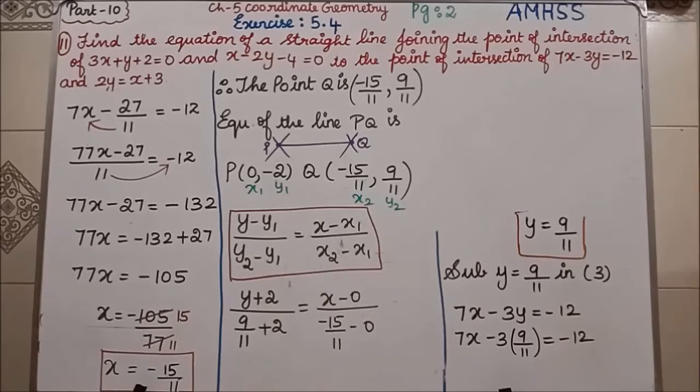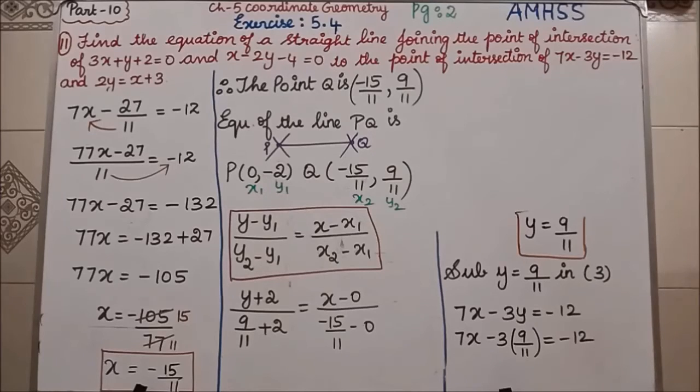Here students, all of you, in which table are we cancelling? We are cancelling in the 7 table. Clear? Now we are having the x value as minus 15 by 11. There we are having the y value as 9 by 11. Therefore, the point Q is what? Minus 15 by 11 comma 9 by 11. That is our point Q. Clear students? Now we have got the point of intersection P and the point of intersection Q also.